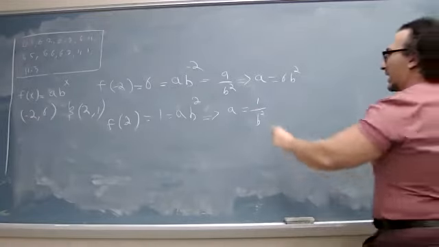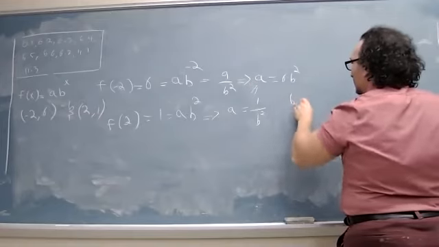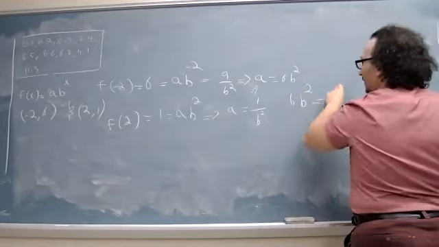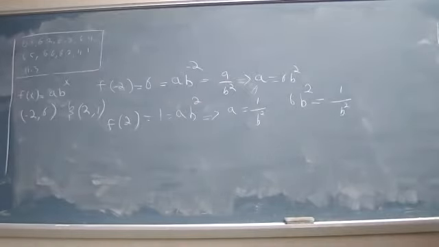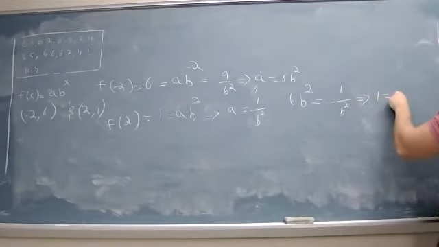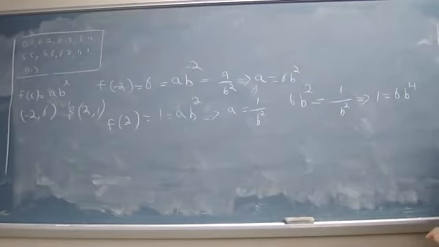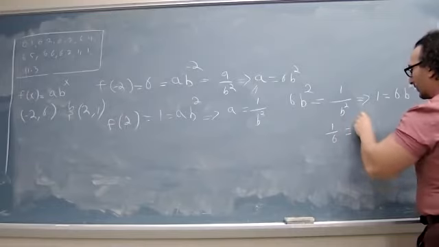So a is equal to a. We can set these equations equal to each other and eliminate a variable. And this is what we get. Then I can multiply both sides by b squared, revealing that 1 is equal to 6 times b to the 4th. Now I can solve for b. I divide both sides by 6, so I get 1/6 is equal to b to the 4th.